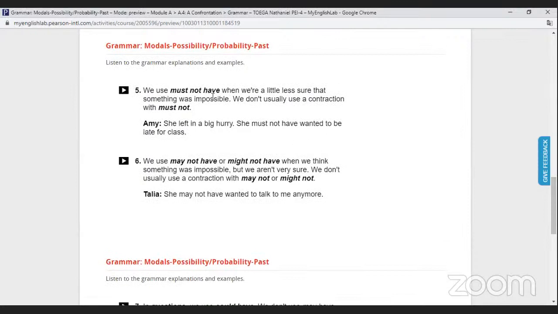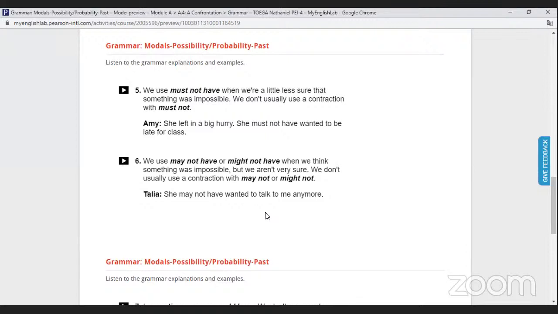We use must not have when we are a little less sure that something was impossible. We don't usually use a contraction with must not. The example. She left in a big hurry. She must not have wanted to be late for class. Okay, very cute.